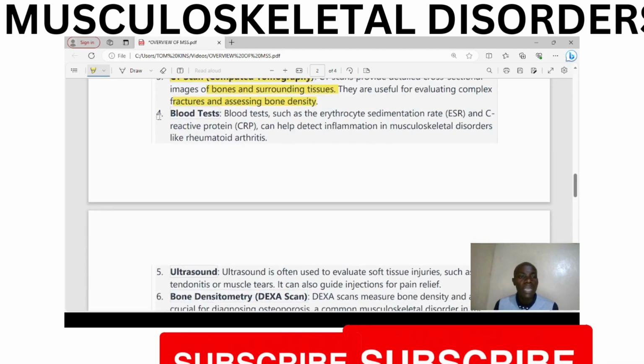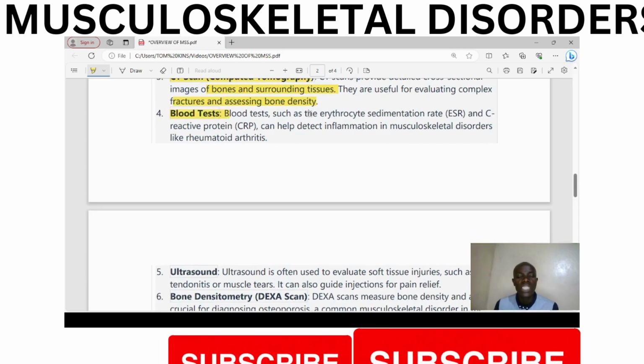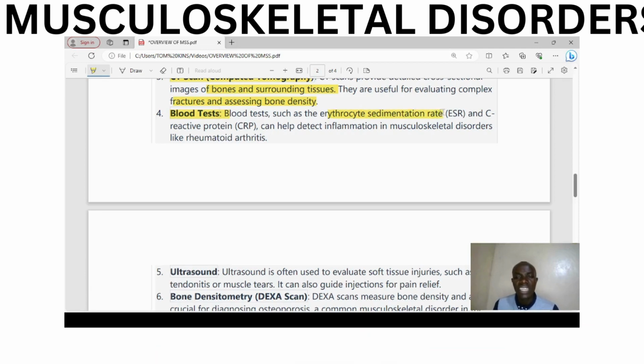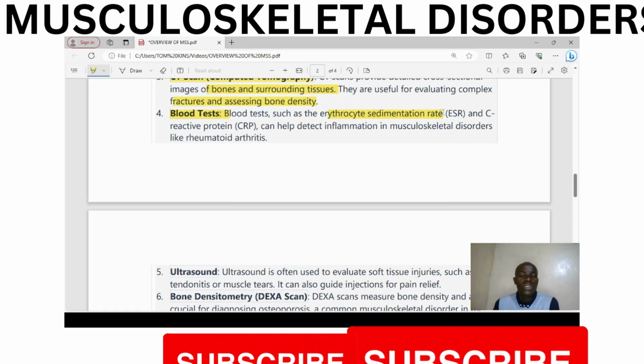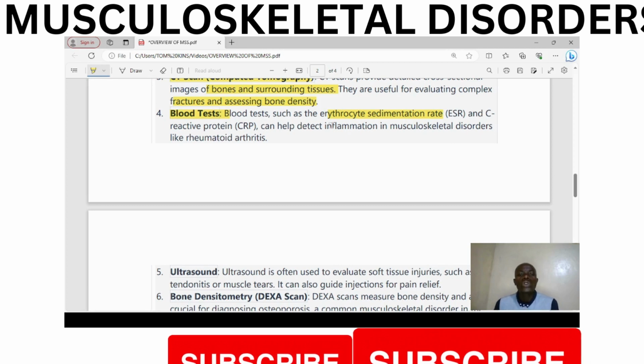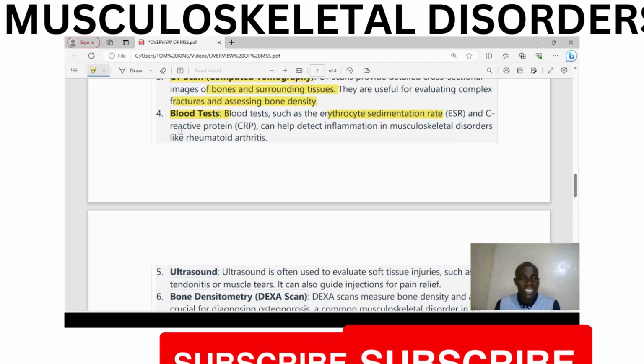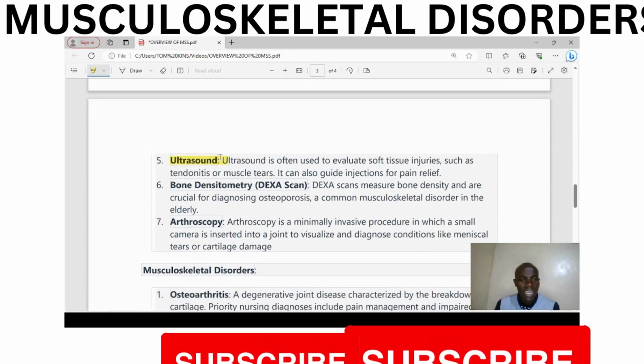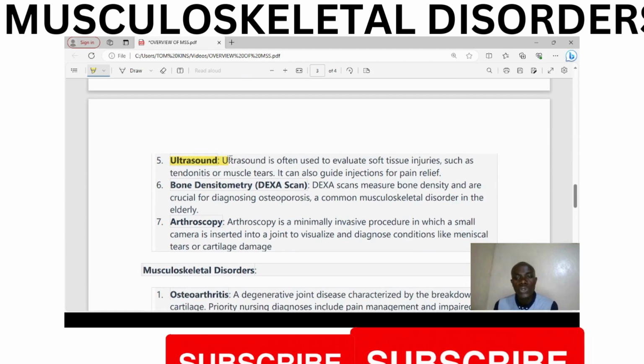We'll also be performing blood tests, and these blood tests could include the ESR, erythrocyte sedimentation rate. This is non-specific. It shows inflammation, but it's not precise to one condition. We also have the C-reactive protein, which can also detect inflammation in musculoskeletal disorders like rheumatoid arthritis. Another test we have is ultrasound, which is often used to evaluate soft tissues such as tendonitis or muscle tears. It can also guide injections for pain relief.